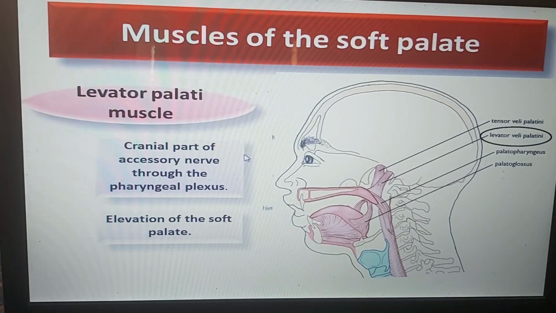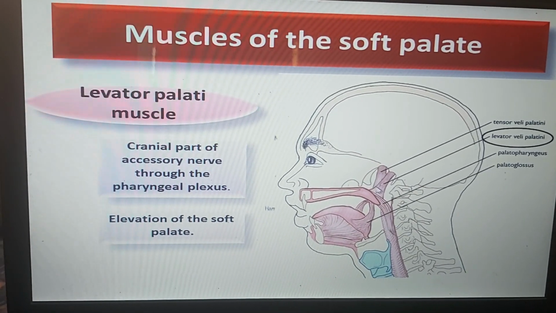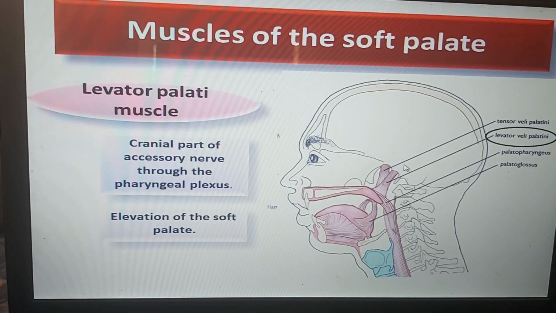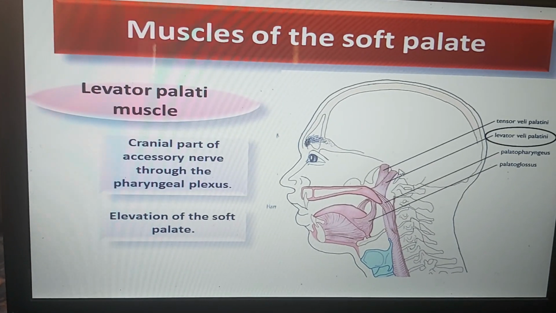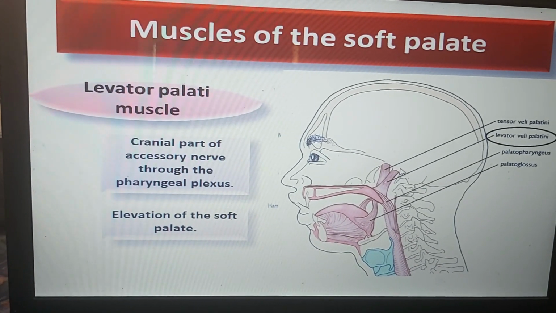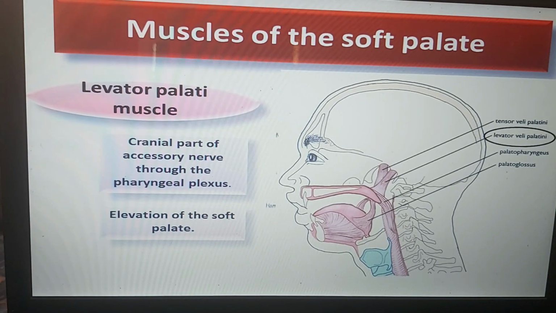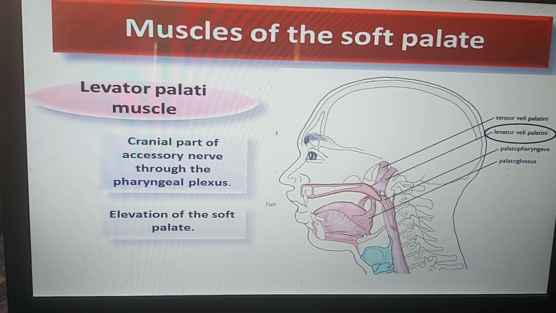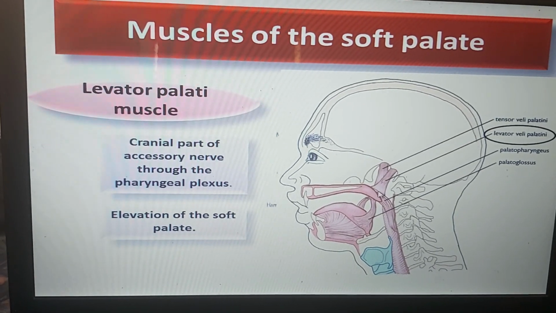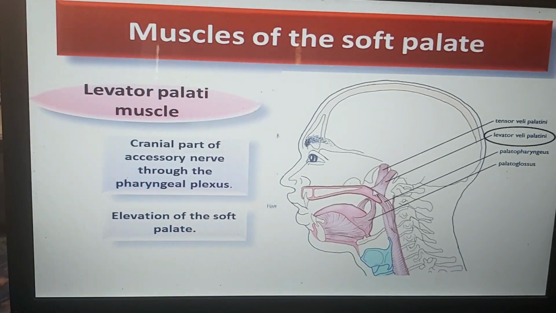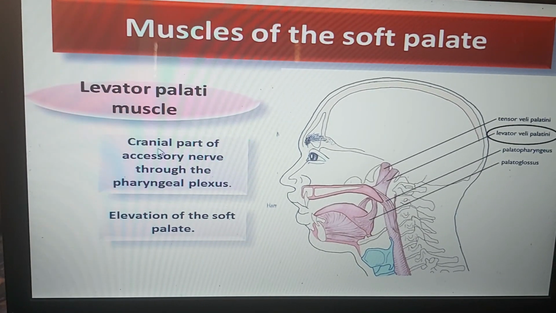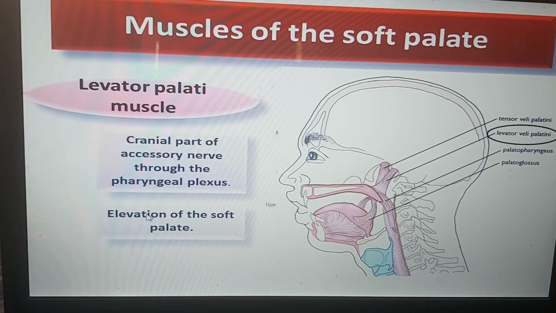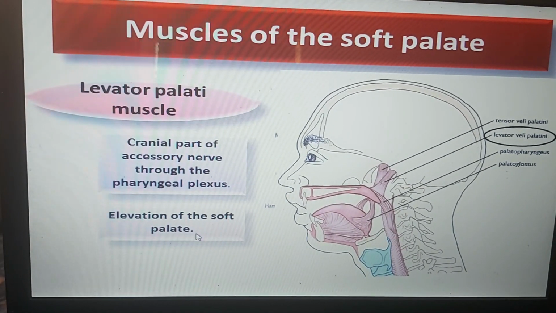Second one is the levator palatine muscle, which is attached from or originating from the petrous part of temporal bone right here and the medial part of pituitary canal to be inserted in the palatine aponeurosis right here. It's innervated by cranial part of accessory nerve through pharyngeal plexus. It causes elevation of the soft palate.